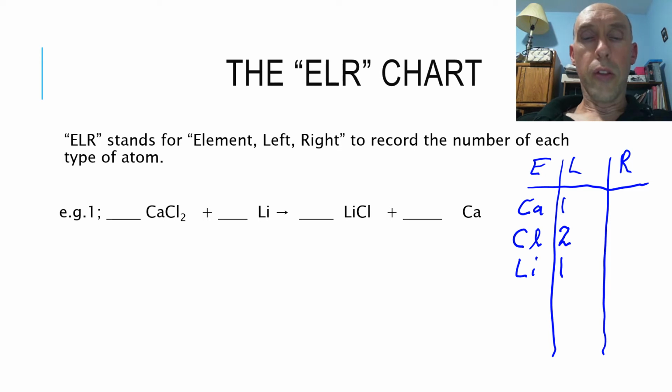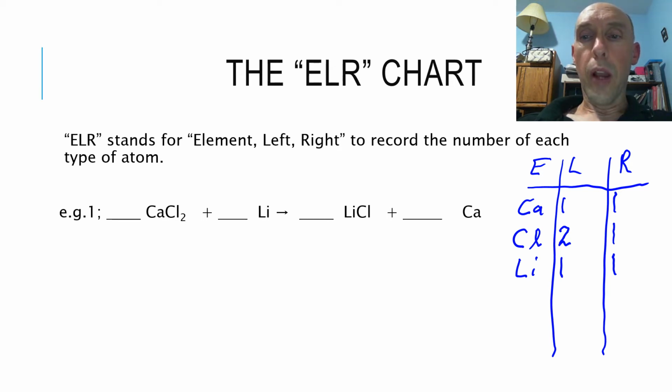Now I'm going to go to the right-hand side. Right-hand side means right-hand side of that arrow. I have 1 lithium. Notice that the order has changed. I have 1 chlorine. And I've got 1 calcium. Now, balancing means that I've got the same number of every element on the left and right. And so when we compare the calcium, we see it's 1 and 1. That's good. When we see the lithium is 1 and 1, that's good. But the chlorine is 2 and 1, so that's not good.